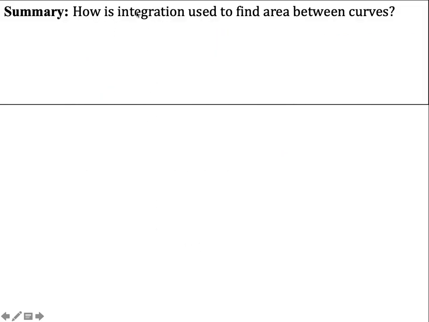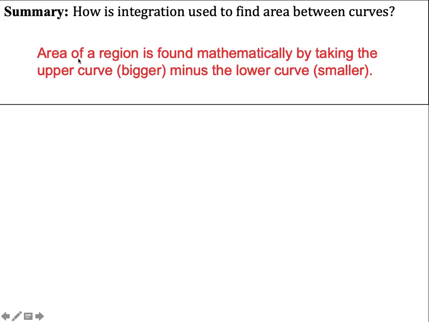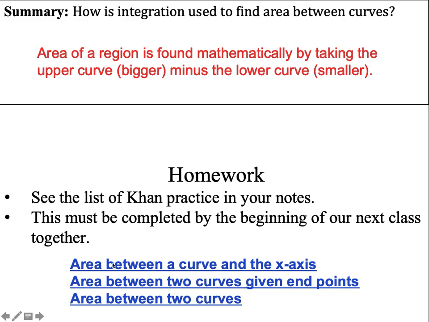Okay, so how is integration used to find the area between two curves? The area of a region is found mathematically by taking the upper curve minus the lower curve when you integrate. So it's just a matter of extending that idea about the area being between the curve and the x-axis. So you should be able to do the 3 homework assignments now. The first one is just typical integration between a curve and the x-axis like we've done all the time. The middle one is the area between two curves given endpoints. So those two curves are open on the ends, and then the last one, the area between two curves, is where it's an enclosed region.